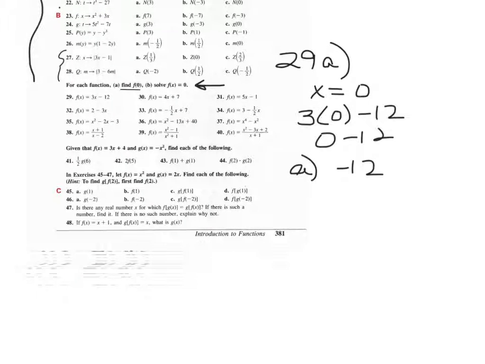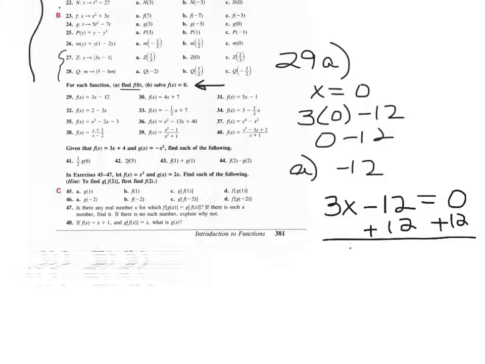Now, for 29b, I'm going to set my equation equal to 0, and then I'm going to solve for x. So when you're doing part B on 29 through 40, what you're going to do is take the function, 3x minus 12, set it equal to 0, and now solve it. So I'll add 12. 3x equals 12. Divide by 3. X equals 4. So that's what you're going to do on that part.